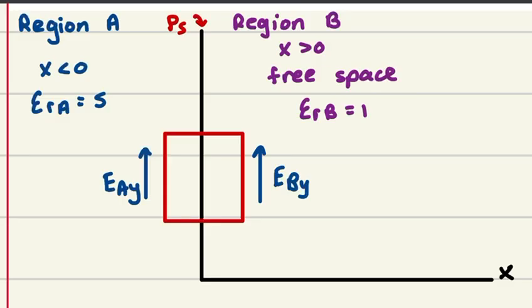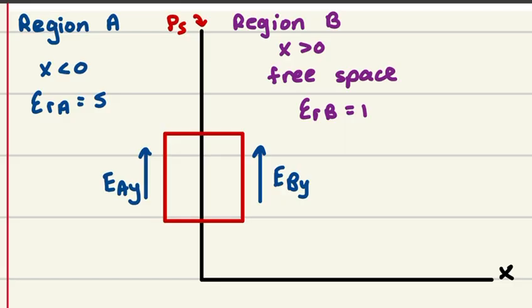So the idea is we know D on the left side, the dielectric, and we have to find D on the right side, the free space, using boundary conditions. As shown below, we first start by drawing the interface at x equals 0. The left side is region A, which is x less than 0, and epsilon sub Ra equals 5. The right side is region B, x greater than 0, and it's free space, so epsilon sub Rb equals 1. The normal to the surface is along the positive x-axis from A to B. That's important because the boundary condition for the normal component of D uses that direction.